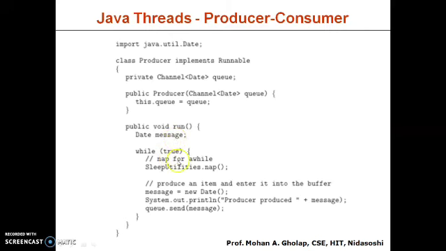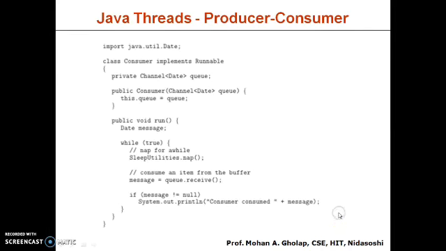So while true, nap for a while with SleepUtilities.nap. So it will temporarily wait for that. After that, we have message equal to new Date and System.out.println the producer produced plus message. So the message will be displayed. You just have a glance of this here, because in detail we cannot discuss the things.